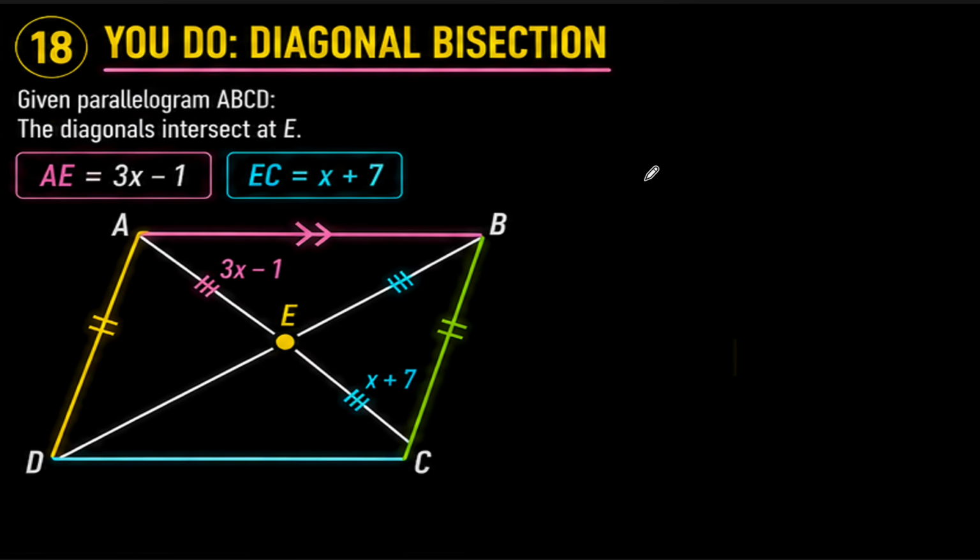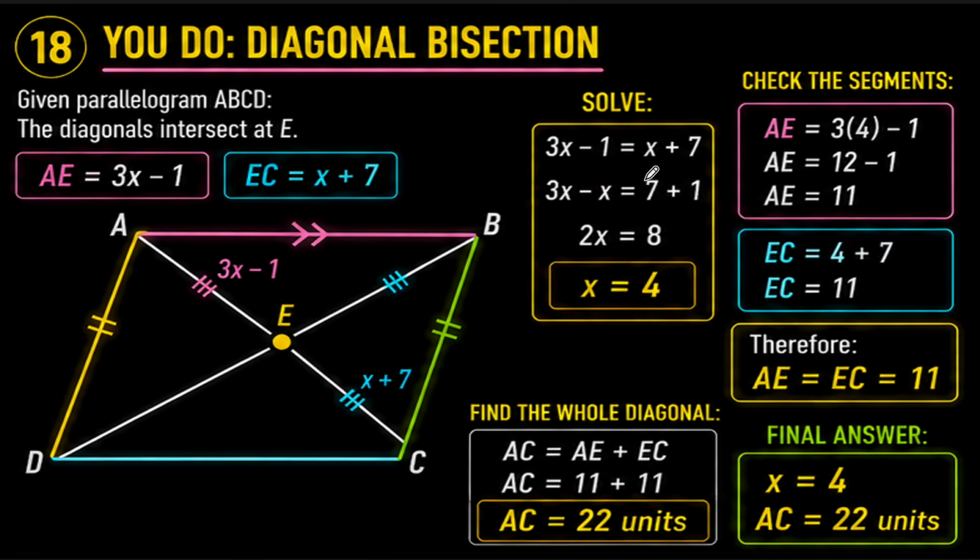This time, ikaw naman, try mong sagutan ito. So, we have AE is 3x minus 1. EC is x plus 7. Feel free to pause this video and try to answer, no? Bago ko ipakita sa inyo yung sagot. Okay, so assuming that natapos na kayo, I think if we have the same answer, ibig sabihin, you're getting this lesson understandable.